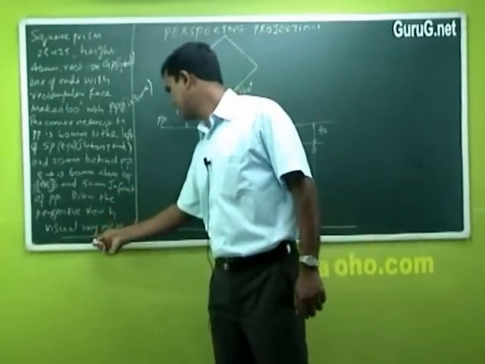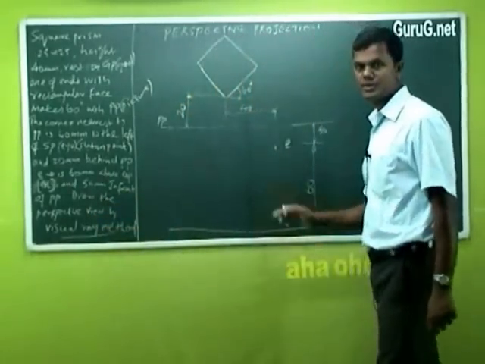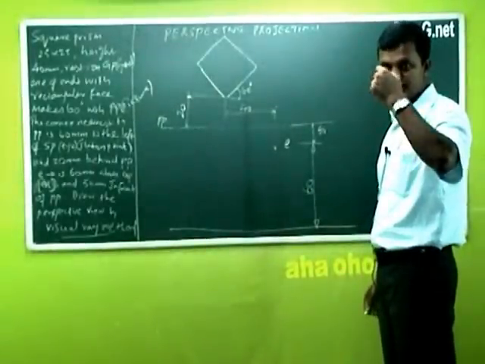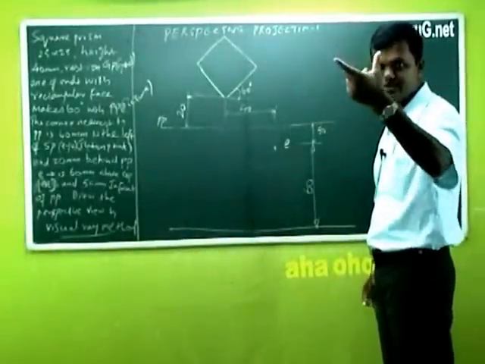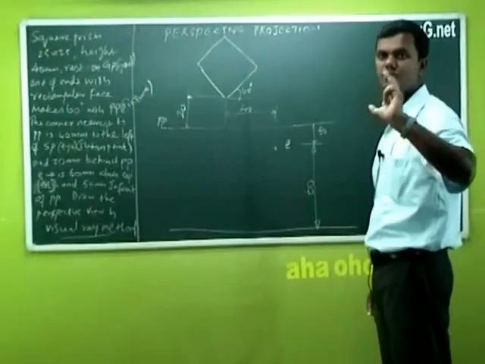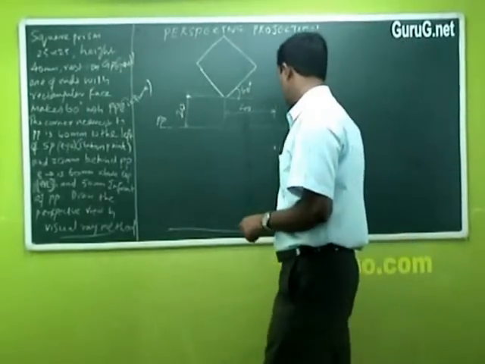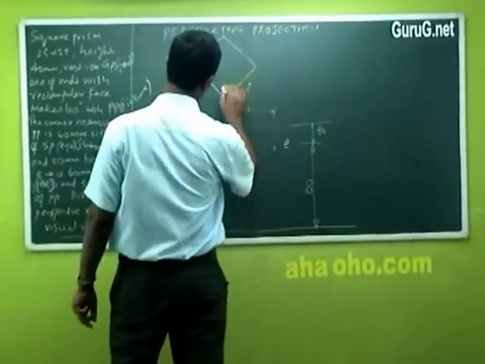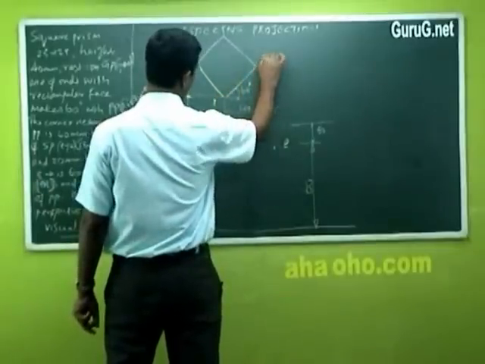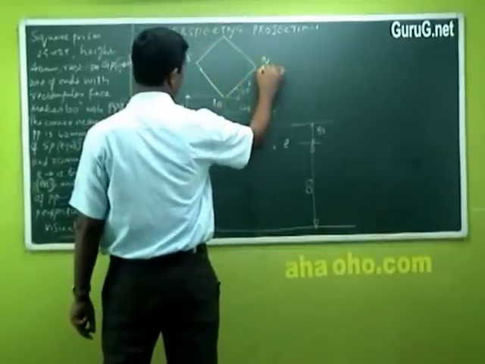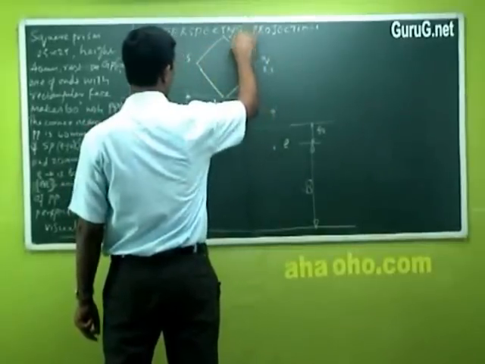So the question is to draw the perspective view by the visual ray method. Visual ray is nothing but you are visualizing, and from your eyes a number of rays pass onto the object, and you are visualizing that and drawing. That's all the visual ray method. Now the first thing to do is join all these corners. First you can number them: P, Q, R, S, or 1, 2, 3 and 4.